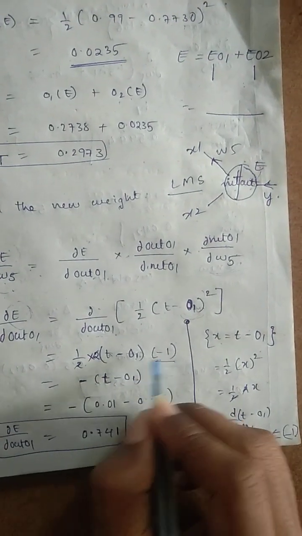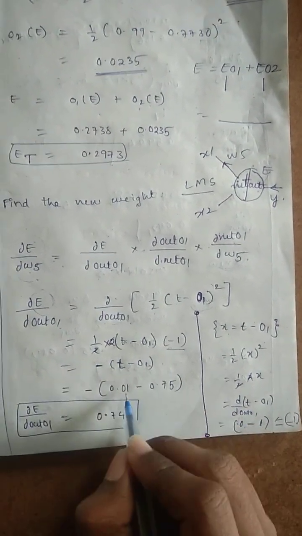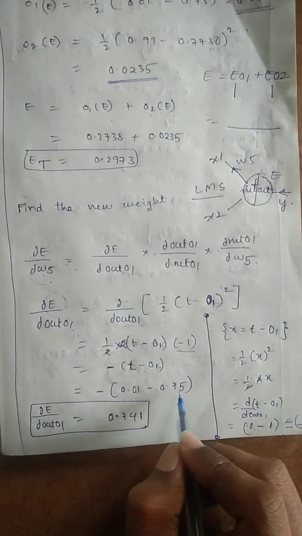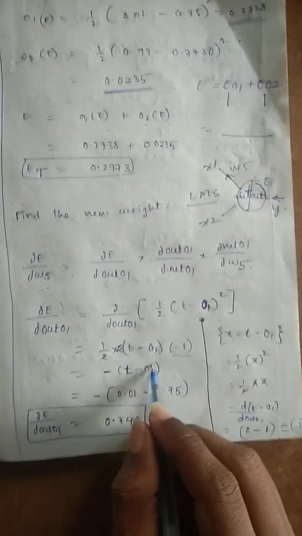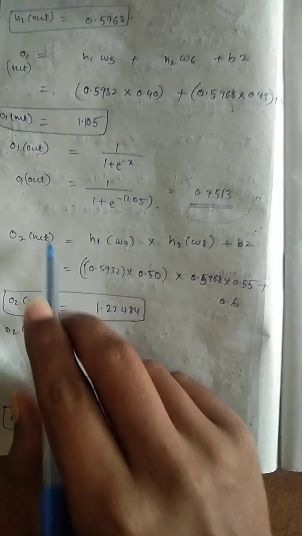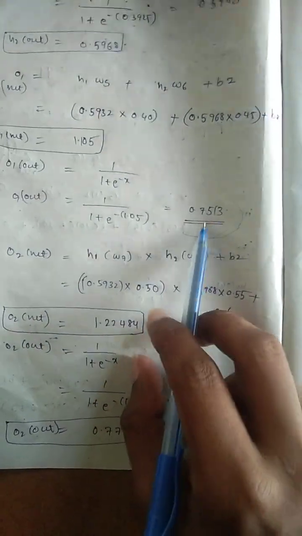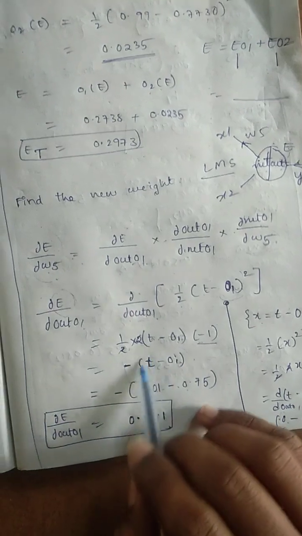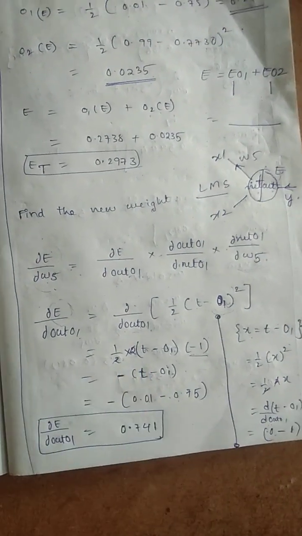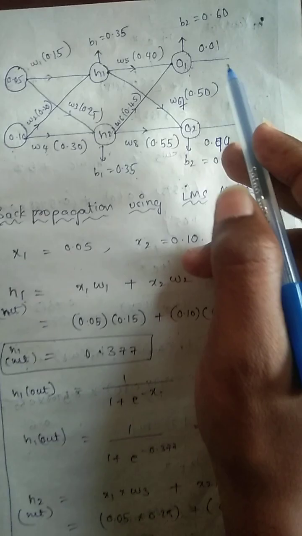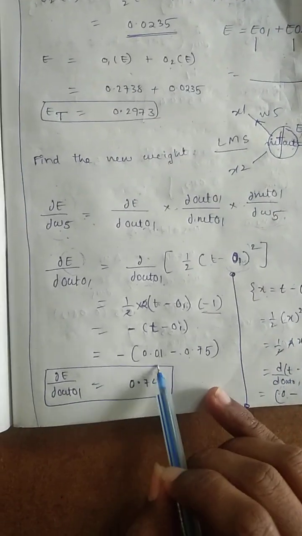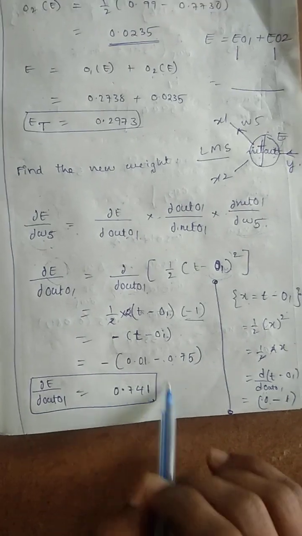Okay, next, this minus term comes from target minus out1, target minus output. What's the target value? 0.01 minus out1, 0.75. Out of out1, we already found the out of out1. Here we see out of out1 is 0.75, so we write 0.75 here. What's the target value? The target value is mentioned in the question part. Here we see the target value is 0.01, so that is replaced here. Okay, now we get this value.